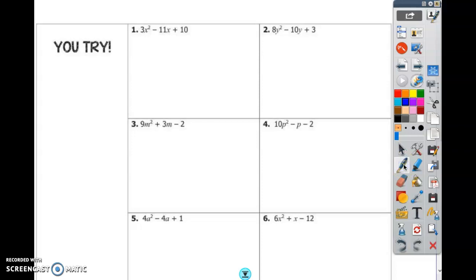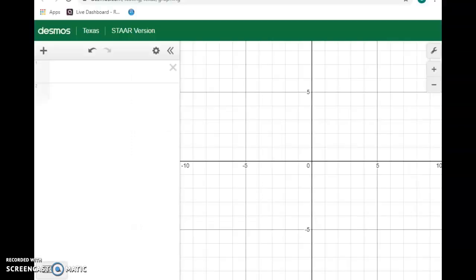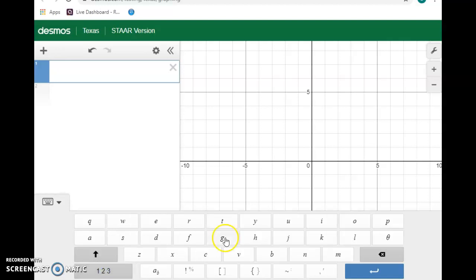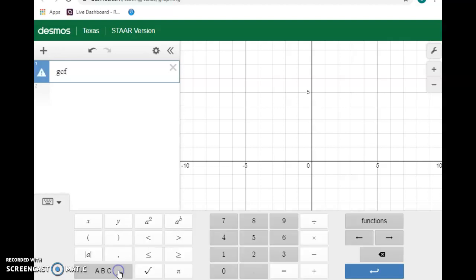Okay, these problems are just like yesterday's problems. They have a number in the front. If I type GCF of 3, 11, and 10, there isn't one. So let's go to decimals, GCF of 3, 11, 10. So if there isn't a GCF, I'm not going to take anything out.